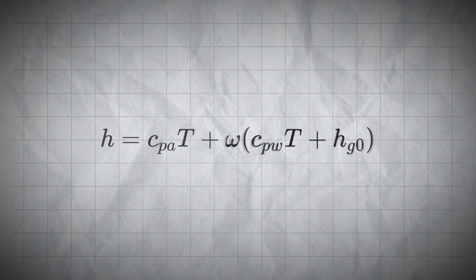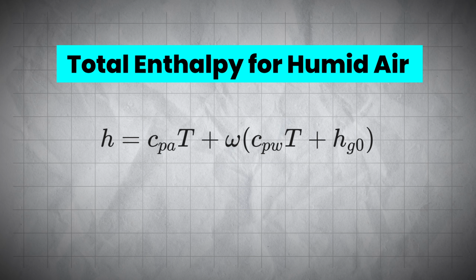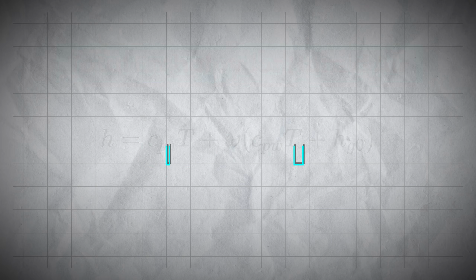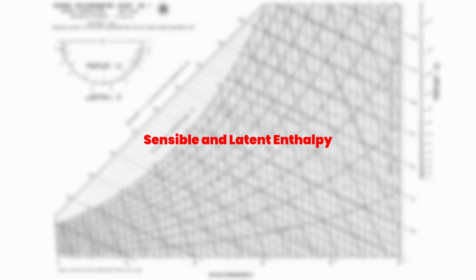Now, coming back to the enthalpy of moist air. Once we know the enthalpies of both dry air and water vapor, we can calculate the total enthalpy of humid air for any given condition. Finally, let's break down sensible and latent enthalpy.